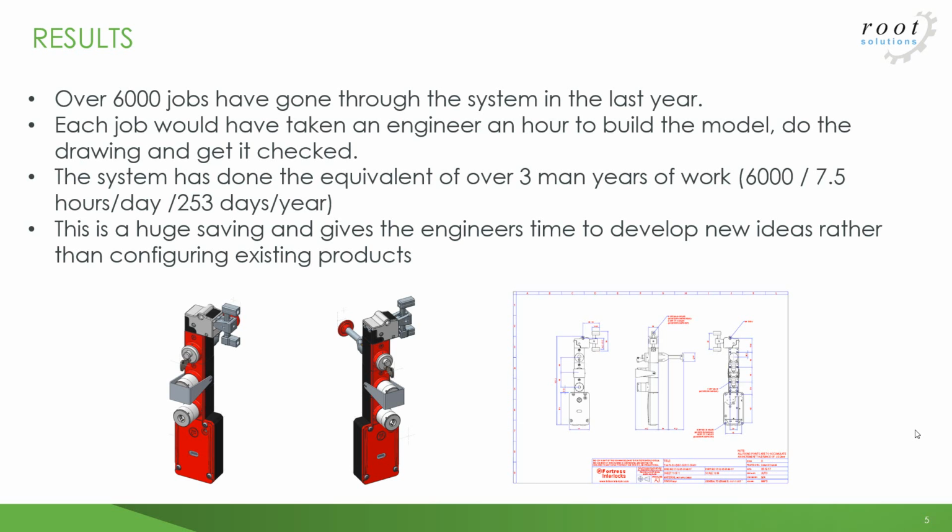So the results of this, in the last year, over 6,000 jobs have gone through the system. Each job would have taken an engineer an hour to build the model, do the drawing and get it checked. The system has done the equivalent of over 3 man-years of work in this time. This is a huge saving and gives the engineers time to develop new ideas rather than configuring existing products.